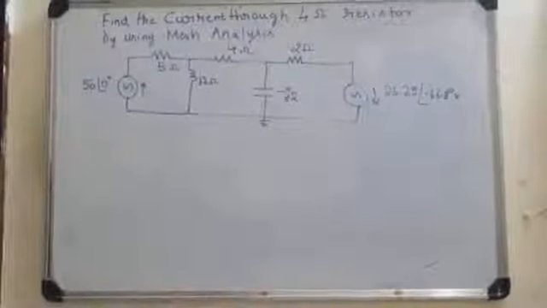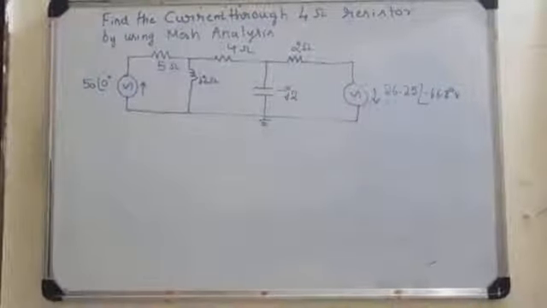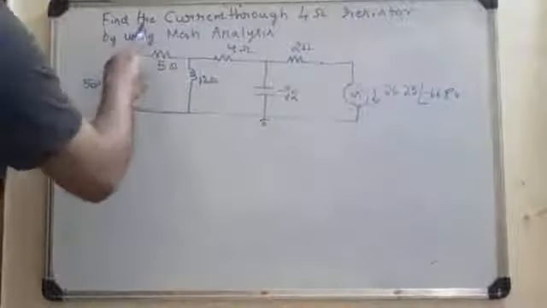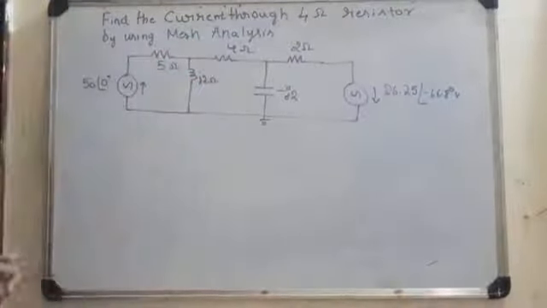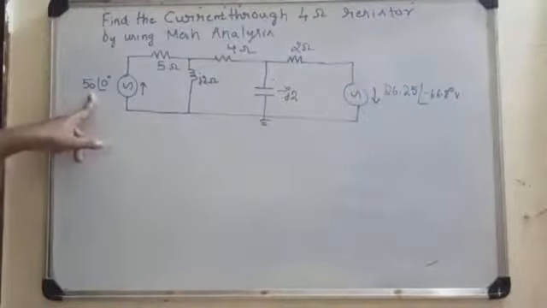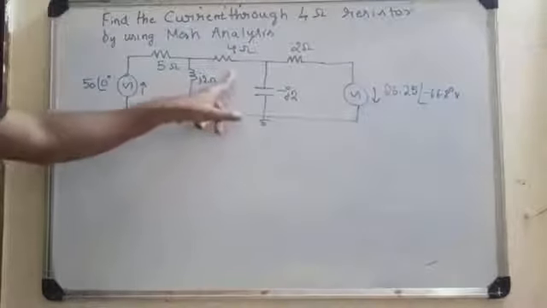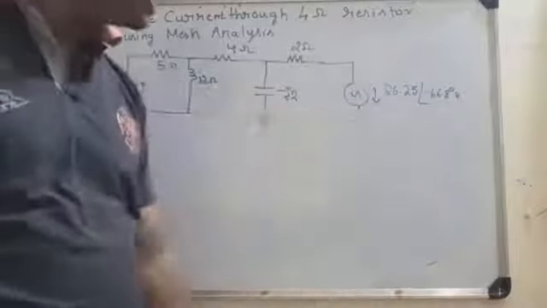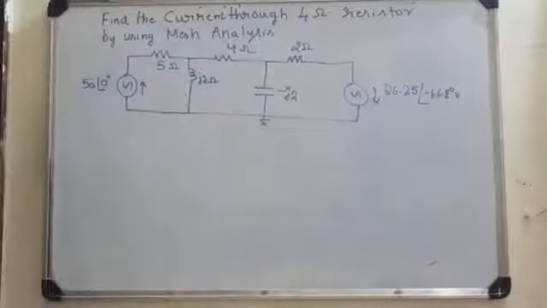Welcome guys. Today we'll see one problem wherein we have complex values. So the question is, find the current through this 4 ohm resistor by using mesh analysis. So we see this is 50 at an angle 0 degree, 5 ohm, j2 ohm, 4 ohm, minus j2 ohm, 2 ohm. This is 26.25 at an angle minus 66.8 degree volts. So we have to solve this problem.